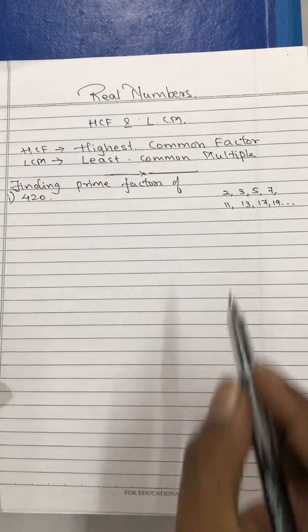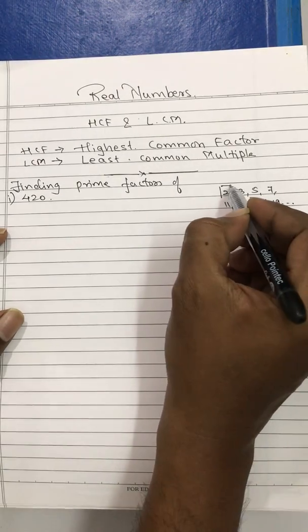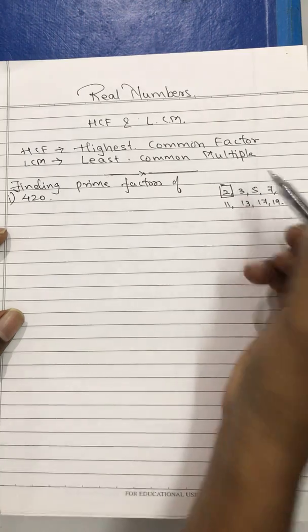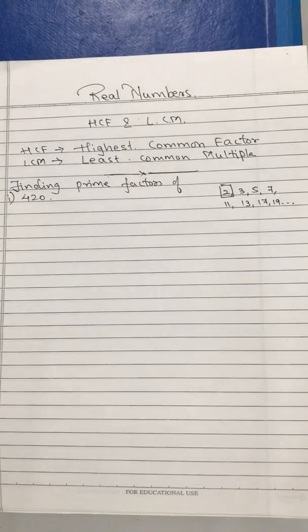And one more thing you have to remember: 2 is the only even number which is a prime number. The rest are all odd numbers. Basically the reason is that any other even number is going to be divisible by 2, so the other even numbers cannot be prime numbers. So, finding the prime factors of 420.